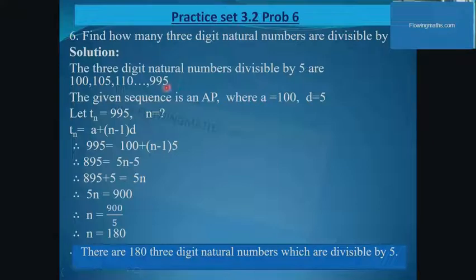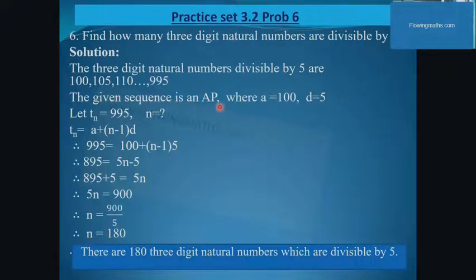So within 100 and 999, which are the numbers which are divisible by 5? The first number which will be divisible by 5 will be 100. The next number divisible by 5 is 105, then 110, till we go to 995. Beyond that, 996, 997, 998, 999 will not be divisible by 5. So 995 is the final number which is divisible by 5 up to 1000.